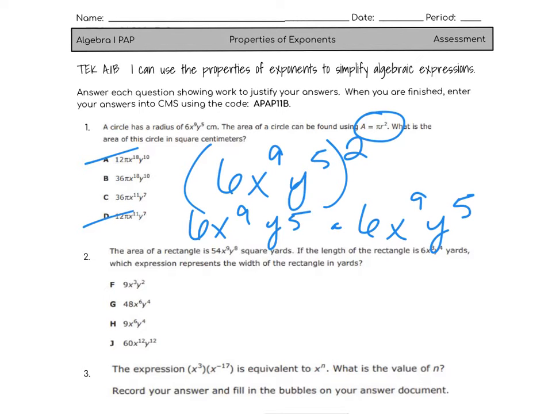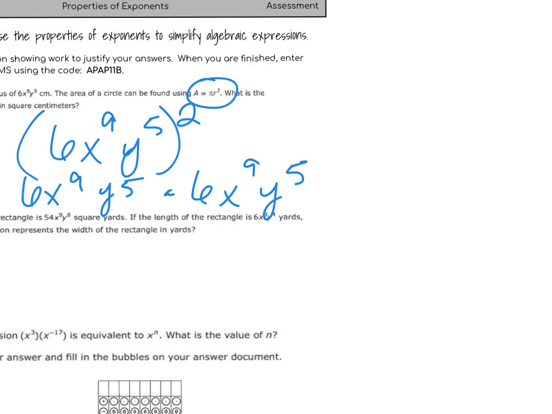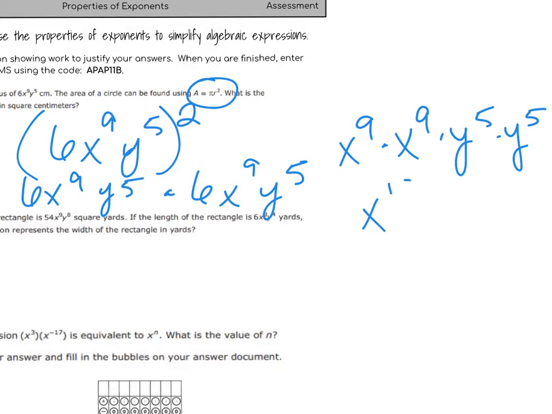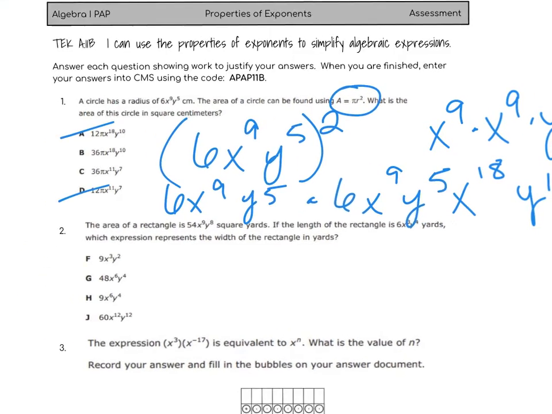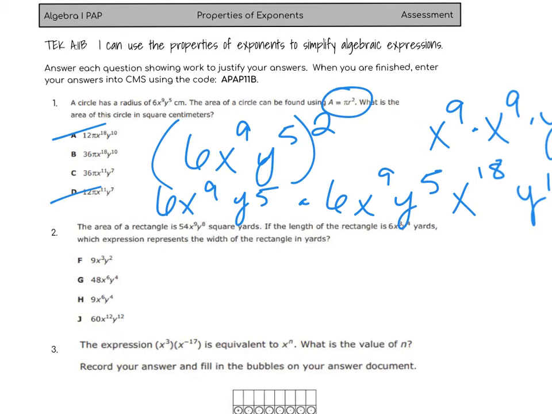So if I look on my chart, I see that when I am multiplying the same bases together, like x to the 9th times x to the 9th, and y to the 5th times y to the 5th, I actually add the exponents. So that's 18, and that's 10. That's a y. Okay, so that makes our answer letter B. Okay, that's all you have to do.